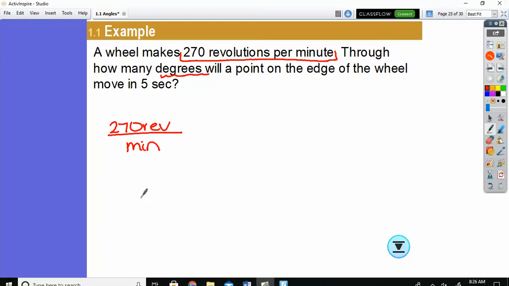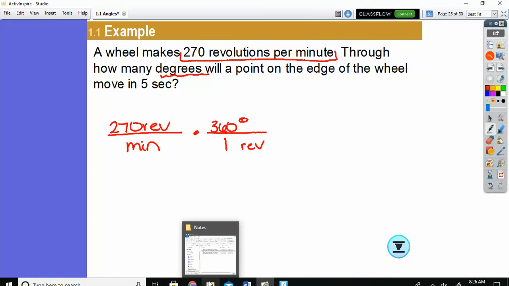All the way around the circle. How many degrees is that? 360 degrees. Okay. So I want to convert my revolutions into degrees. We want these revolutions to cancel out, right? So if it's on the top, where do I have to put it to cancel? The bottom. So we want to get rid of the revolutions. We want degrees. And we said that 360 degrees is equal to 1 revolution.